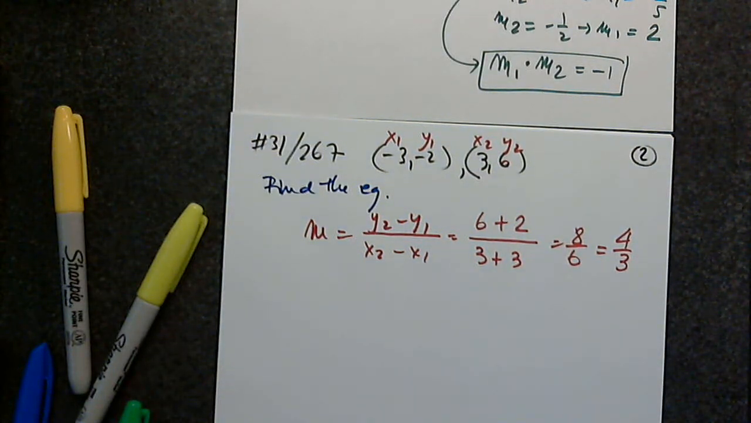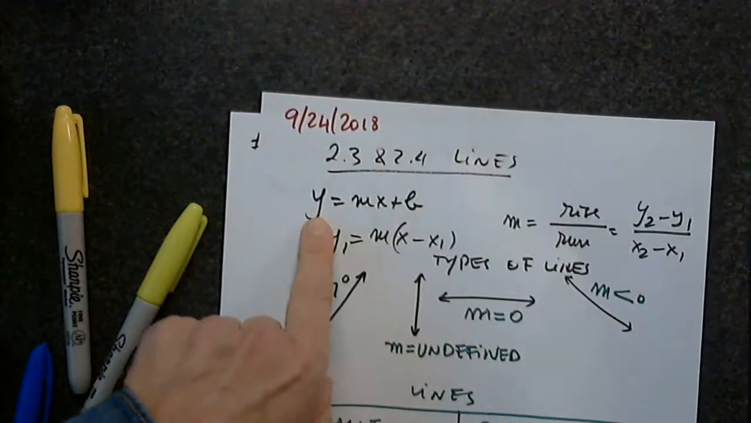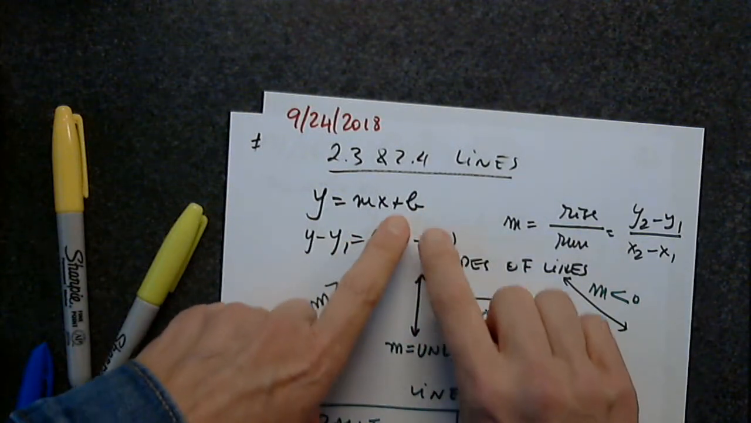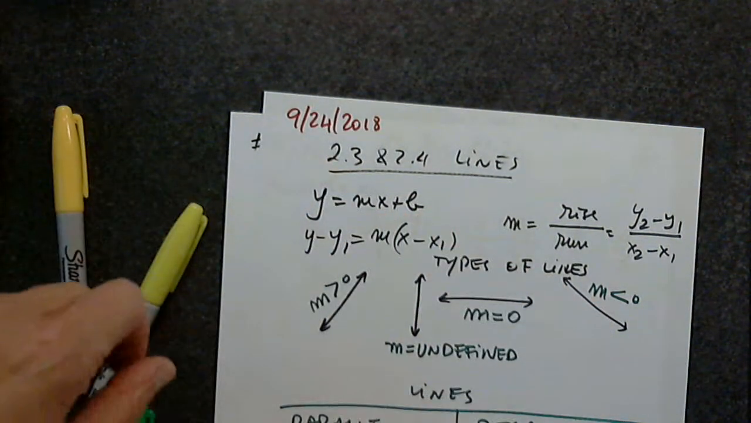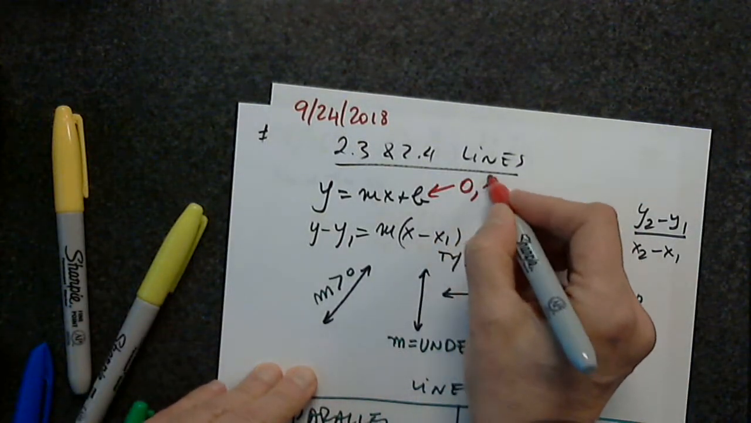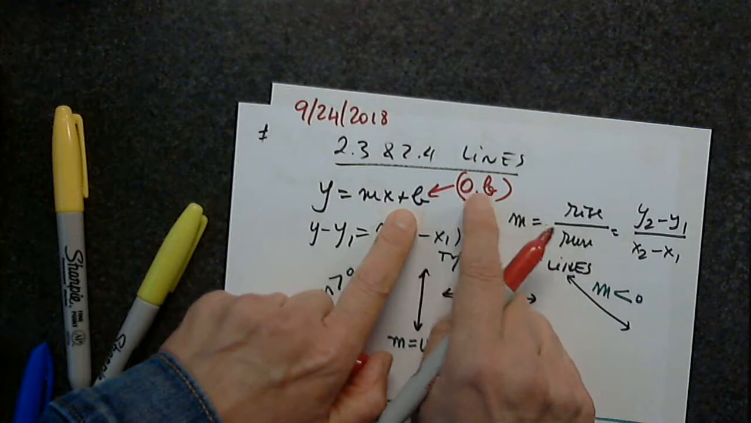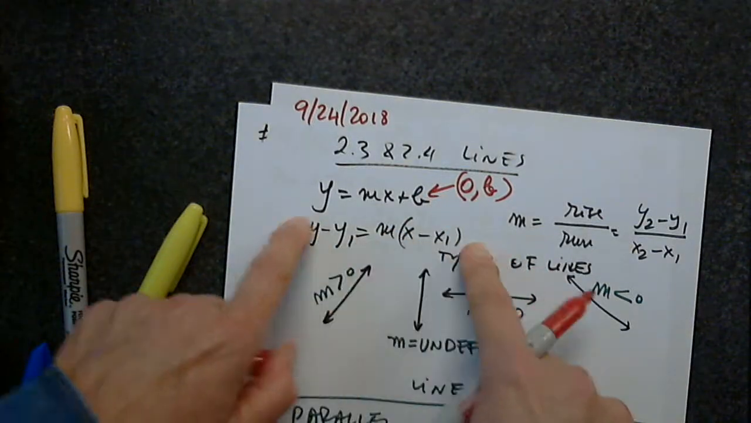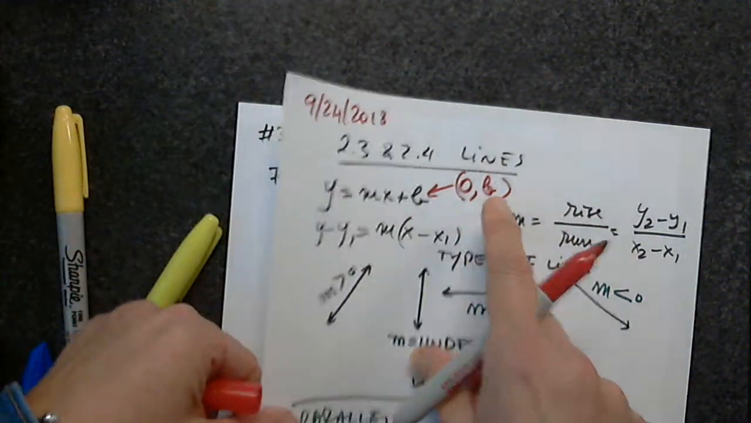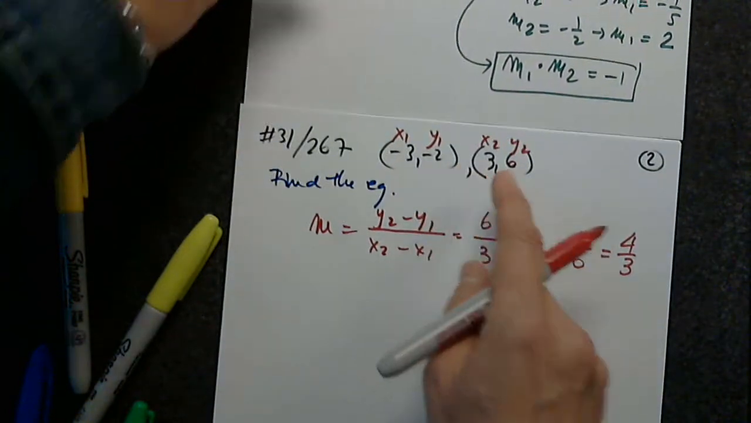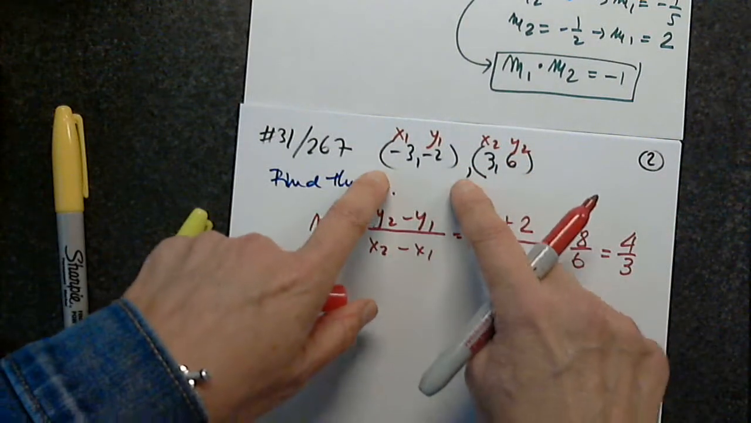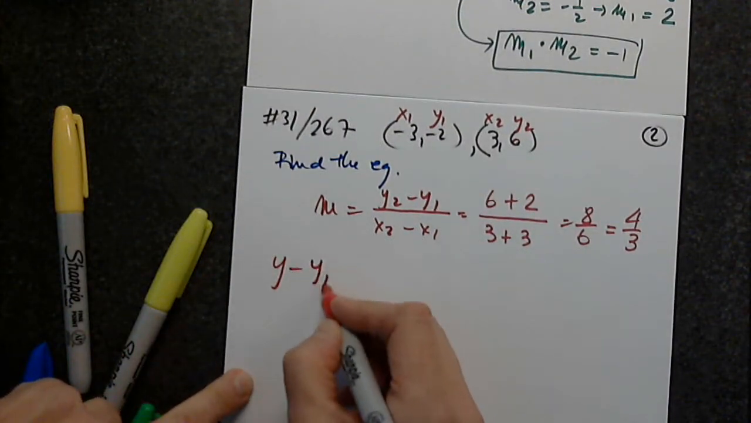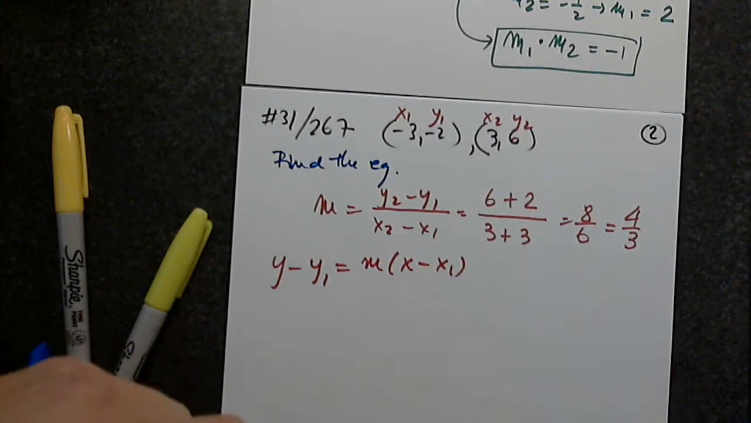Now remember, we have two options. We have this option, and we have this option. I will use this option only if one of the points is 0 comma a number. If I do not have 0 comma a number, I don't have the y-intercept, and I will not use this. I will use this. So I'm looking first to see if I have 0 comma a number. No, I do not. These two ordered pairs are not the y-intercept. So therefore, I'm going to use y minus y1 equals the slope times x minus x1.